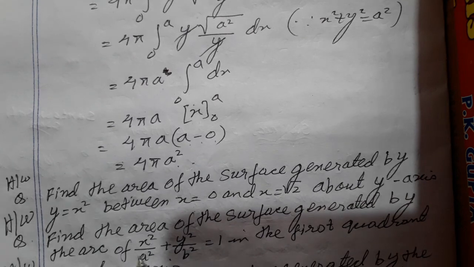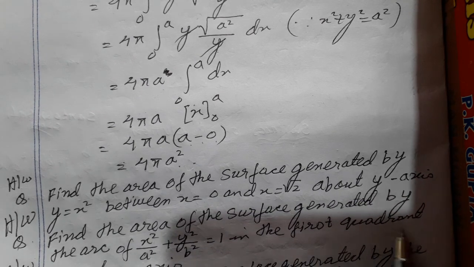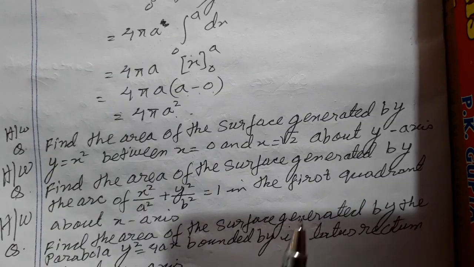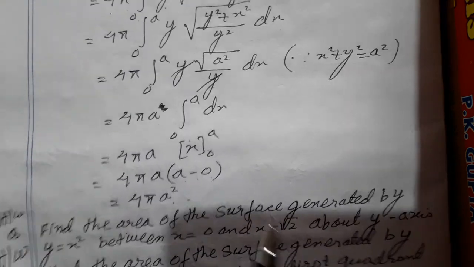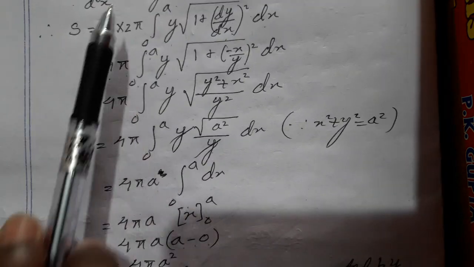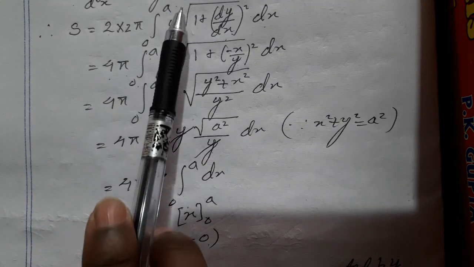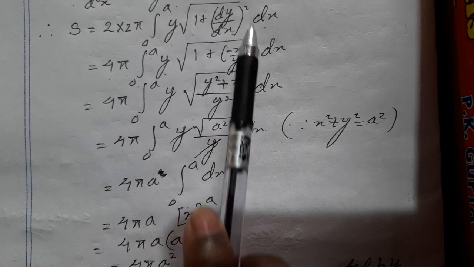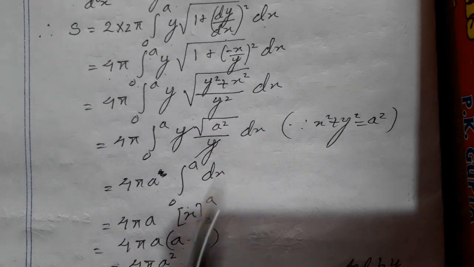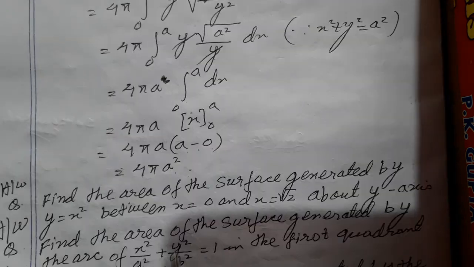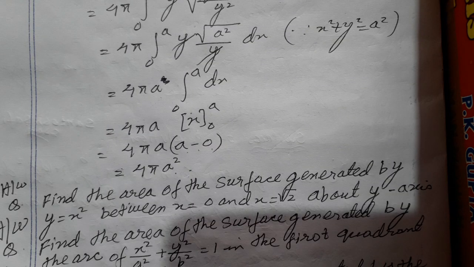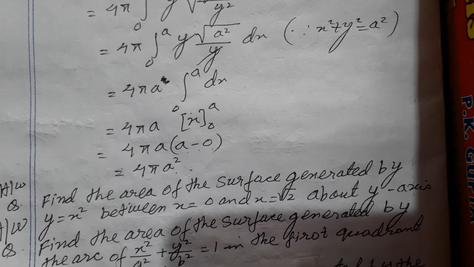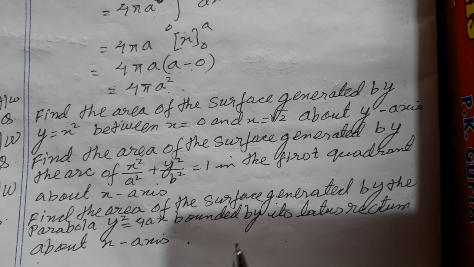For this next one, it is in the first quadrant only, and the formula will be the same as here. It will be 2 pi, only don't write the 2. So it will be 2 pi integral 0 to a y square root of 1 plus (dy by dx)^2 dx. The limit will also be 0 to 2, because it is only in the first quadrant. So you just have to find it in the first quadrant.